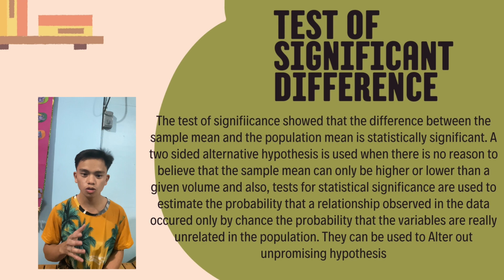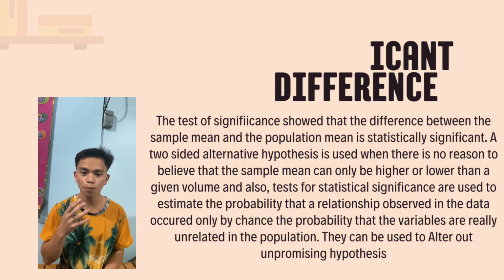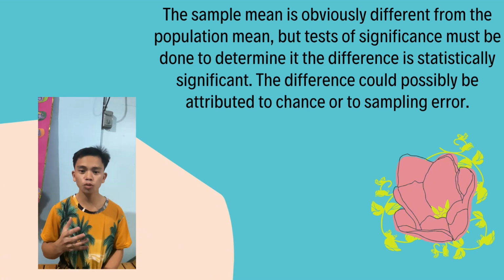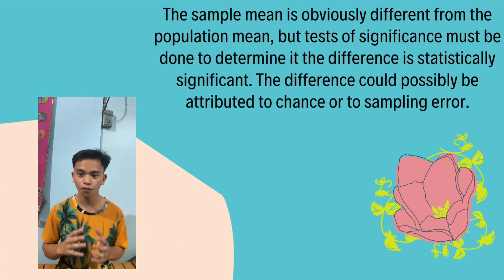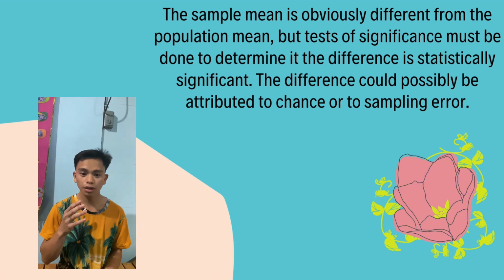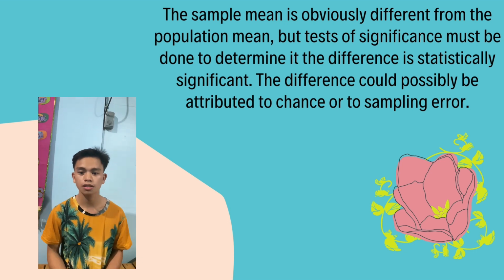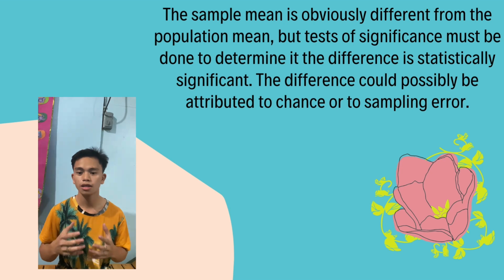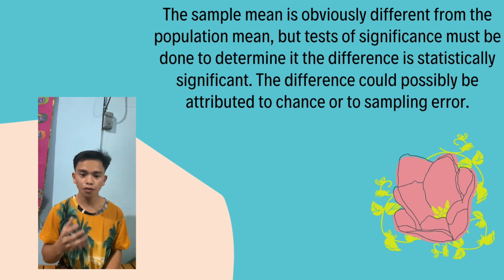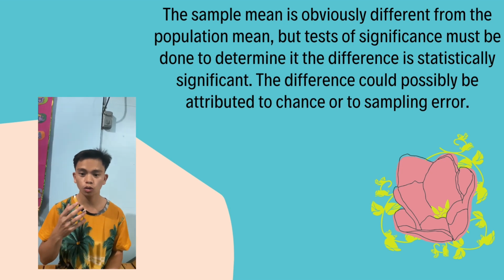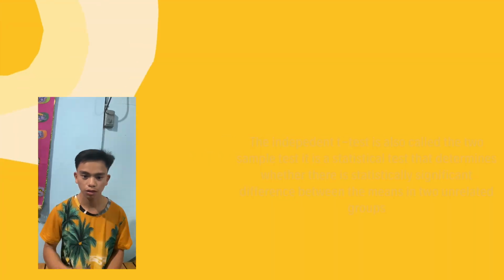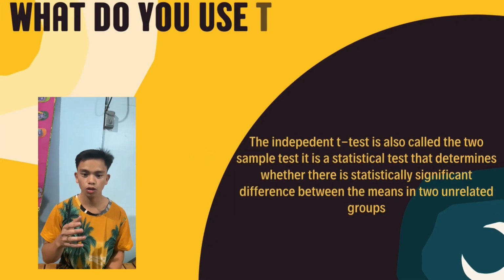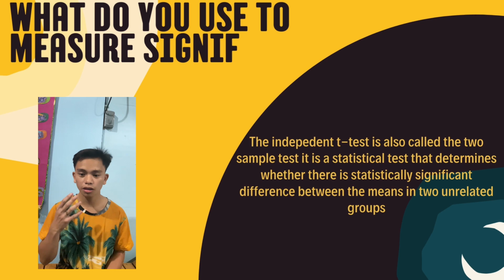They can be used to filter out unpromising hypotheses. The sample mean is obviously different from the population mean, but tests of significance must be done to determine if the difference is statistically significant. The difference could possibly be attributed to chance or sampling error. What do you use to measure significant difference?